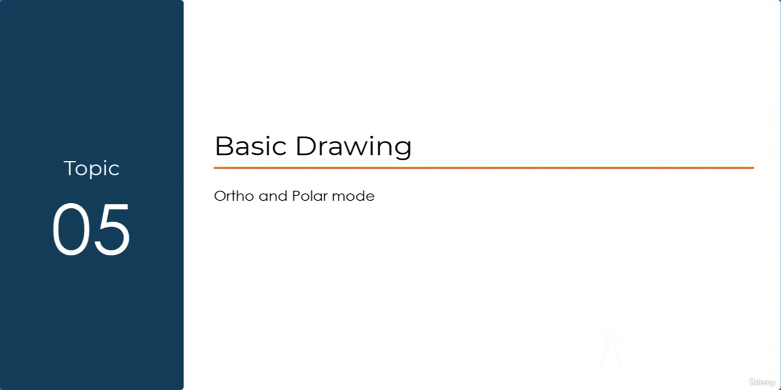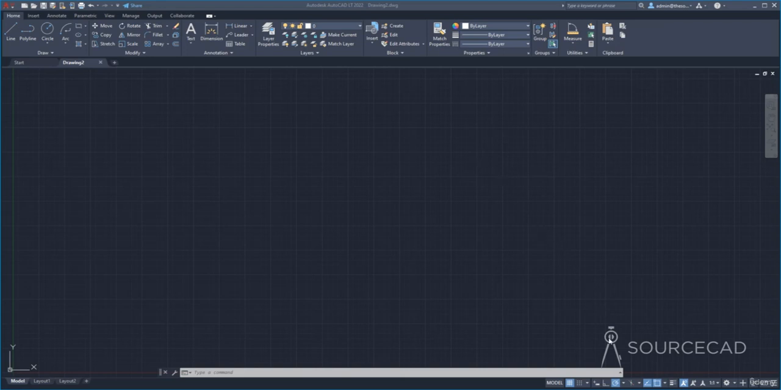Now let's talk about the ortho and polar mode. The ortho mode is right here on the status bar. This one is ortho mode, and as you can see here on the tooltip, its function key shortcut is F8. So you can just click on this toggle here to start the ortho mode, or you can also press the F8 function key to activate or deactivate it.